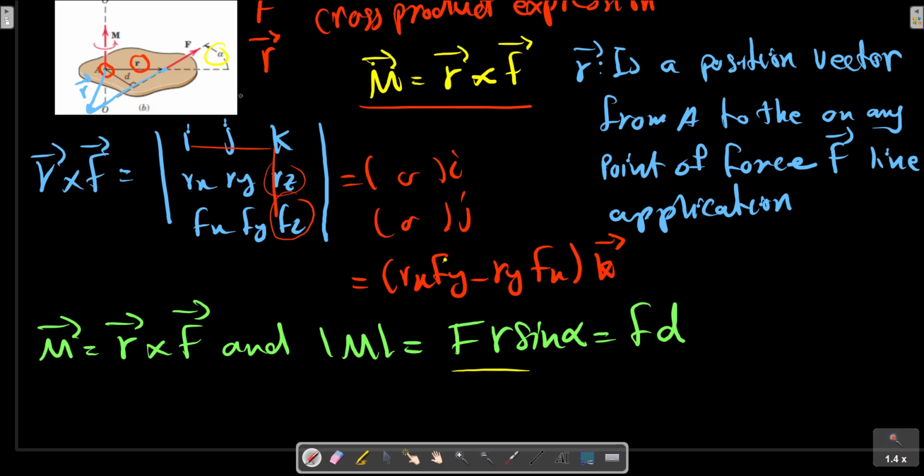As was the case with the scalar approach, the moment M may be thought of as the moment about point A or as the moment about the line OO which passes through point A and is perpendicular to the plane containing the vectors R and F, as shown here. F and R are in this plane, and M is perpendicular to it.